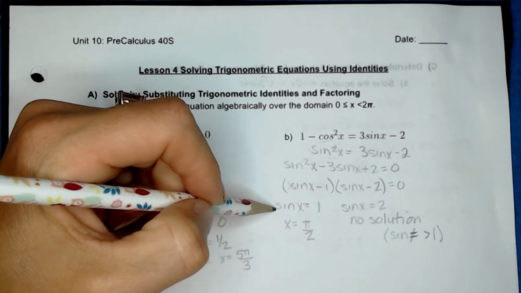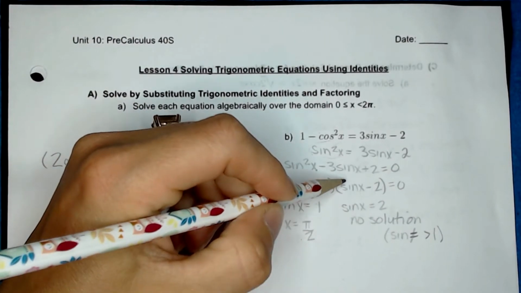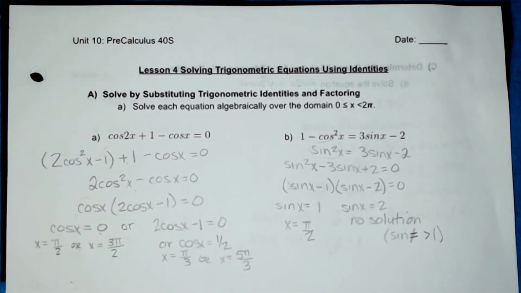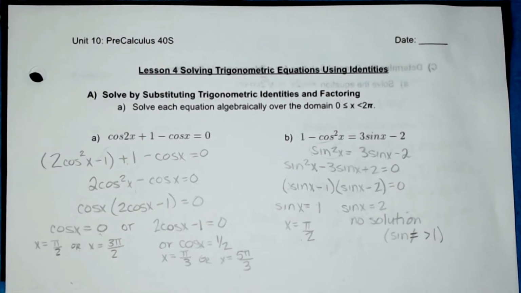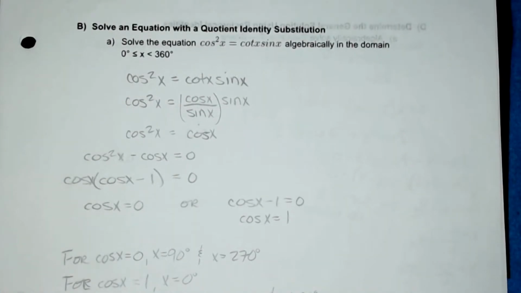In this bracket, we get sine x equals 1, and therefore x equals pi over 2. In the right-hand bracket, we get sine x equals 2, and you can just say no solution there. And my explanation is sine cannot be greater than 1. In part C, solve an equation with a quotient identity substitution.